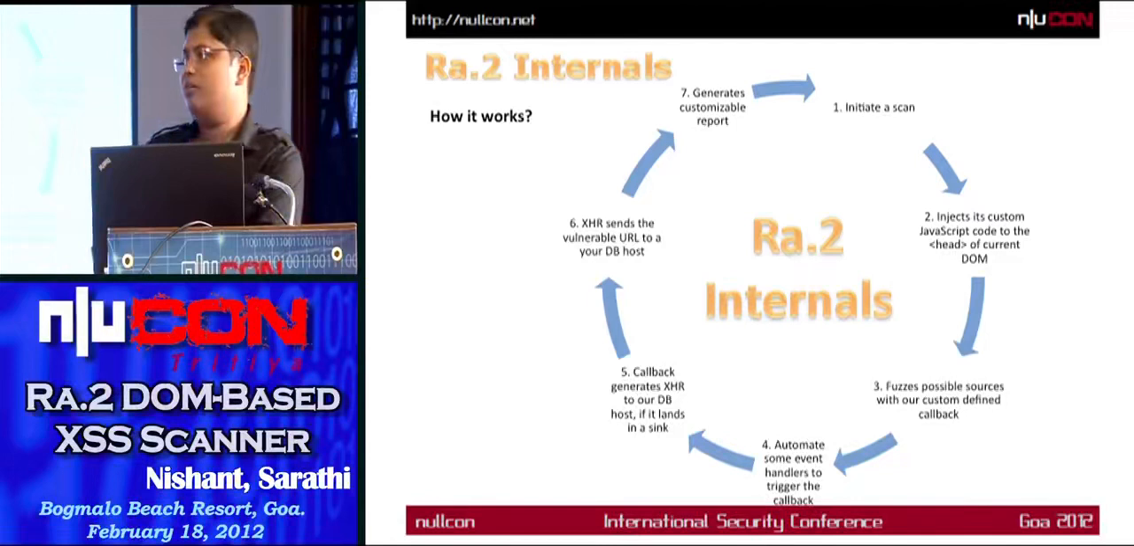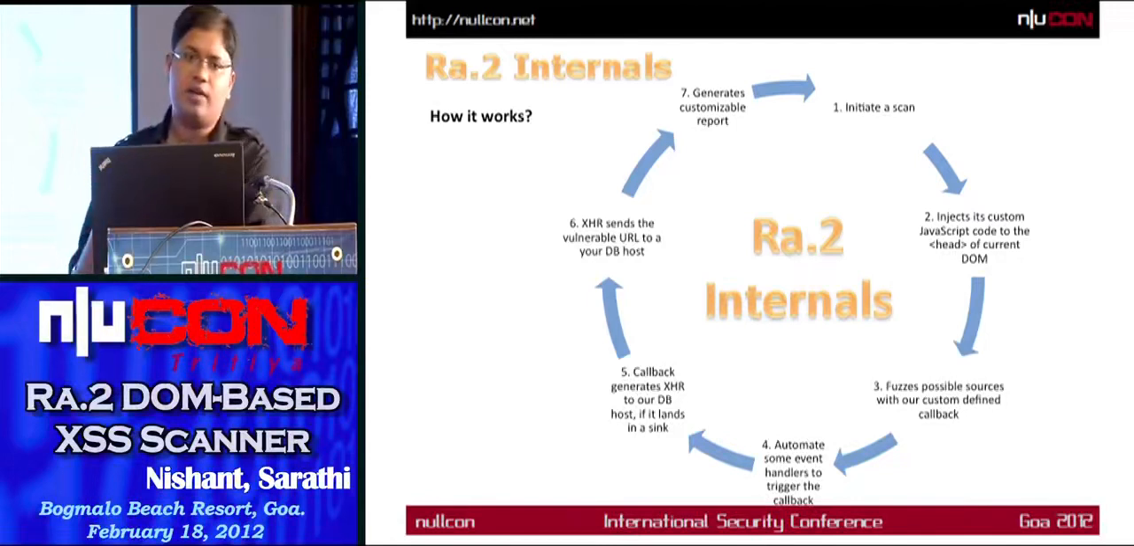And to be frank, we have taken this event and the list of event handlers from Dominator. Once our callback executes, it sends an XHR request to our database. In our case, it's our database, but you can configure it to be your own database so that you don't end up sending your vulnerable URL to us. And at the end, you see a nice report, where you can manually verify whether it's exploitable or not.